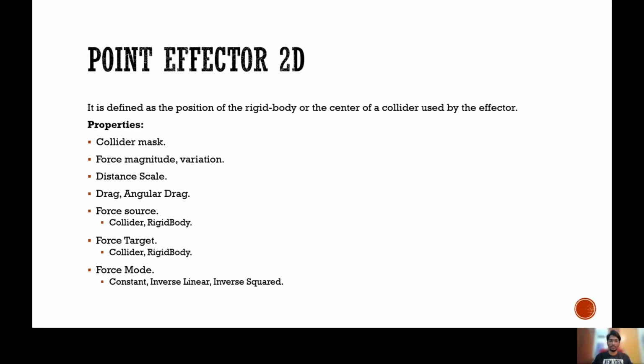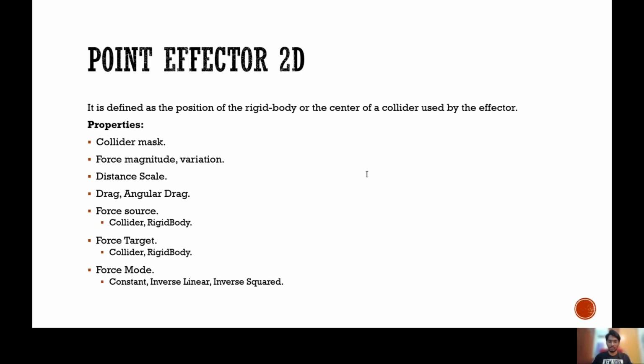So, point effector 2D. The point effector 2D applies a force to attract or repel objects against the source point, which can be defined as the position of a rigid body or the center of a collider used by the effector. When another target comes into contact with the effector, a force is applied to the target. How the force is calculated can be controlled. Colliders that you use with the effector would typically be set as triggers, so that other colliders can overlap with it and have forces applied. However, non-triggers will still work, but forces will be applied when a collider comes into contact with it.